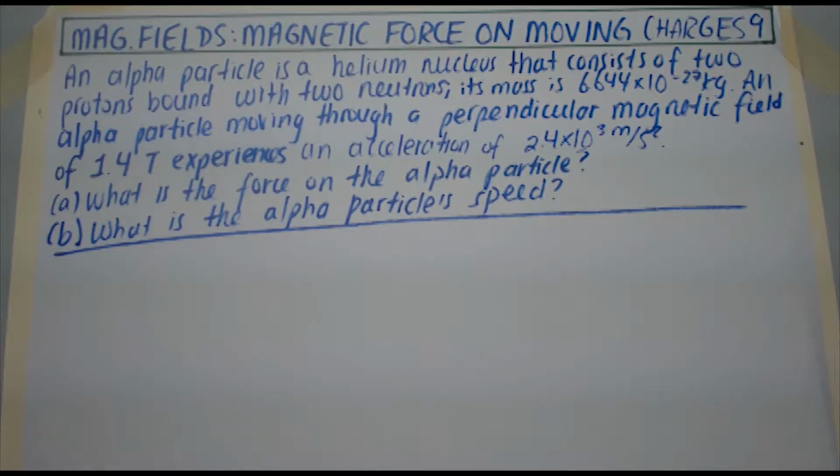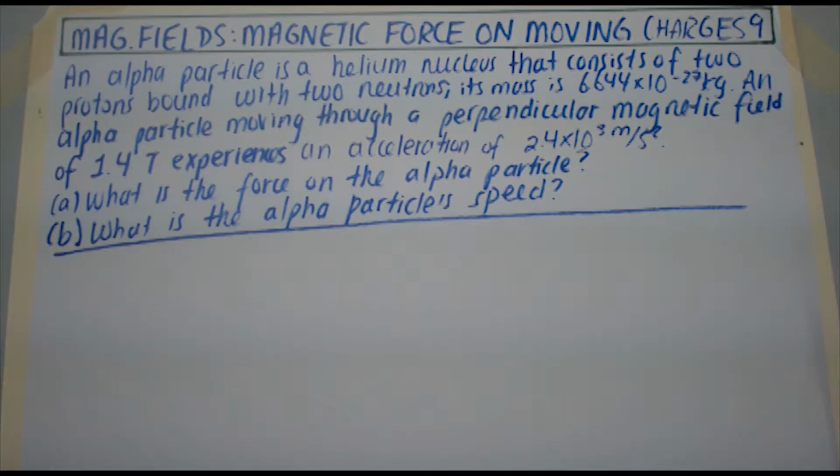Let's do magnetic force on moving charges 9. An alpha particle is a helium nucleus that consists of 2 protons bound with 2 neutrons. Its mass is 6.644 times 10 to the minus 27 kilograms. An alpha particle moving through a perpendicular magnetic field of 1.4 Tesla experiences an acceleration of 2.4 times 10 to the 3 meters per second squared.